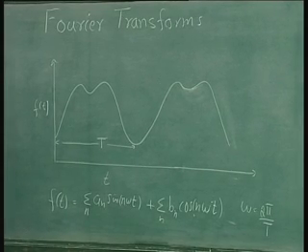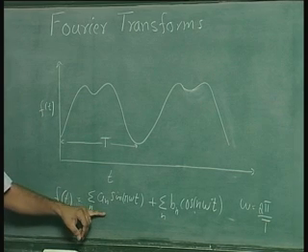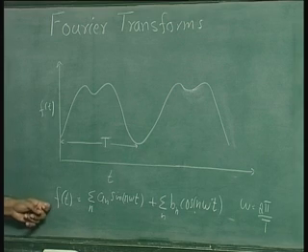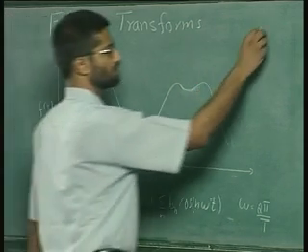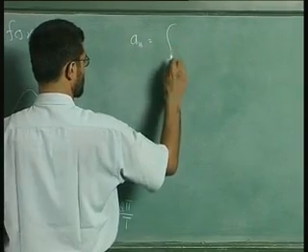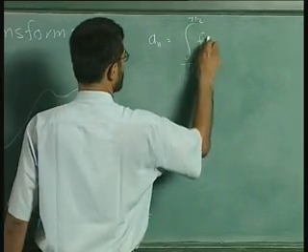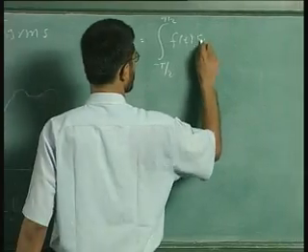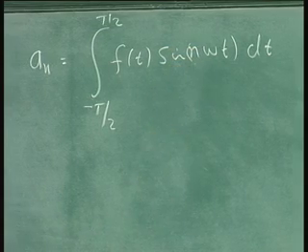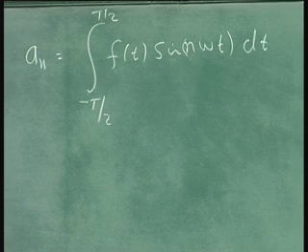So we can write it in this form, and then to obtain the coefficients a n and b n, we would integrate this function f of t. To get a n, we will integrate this function between the limits minus T by 2 to plus T by 2, f of t sine n omega t dt. So that's what we would do to obtain these coefficients.